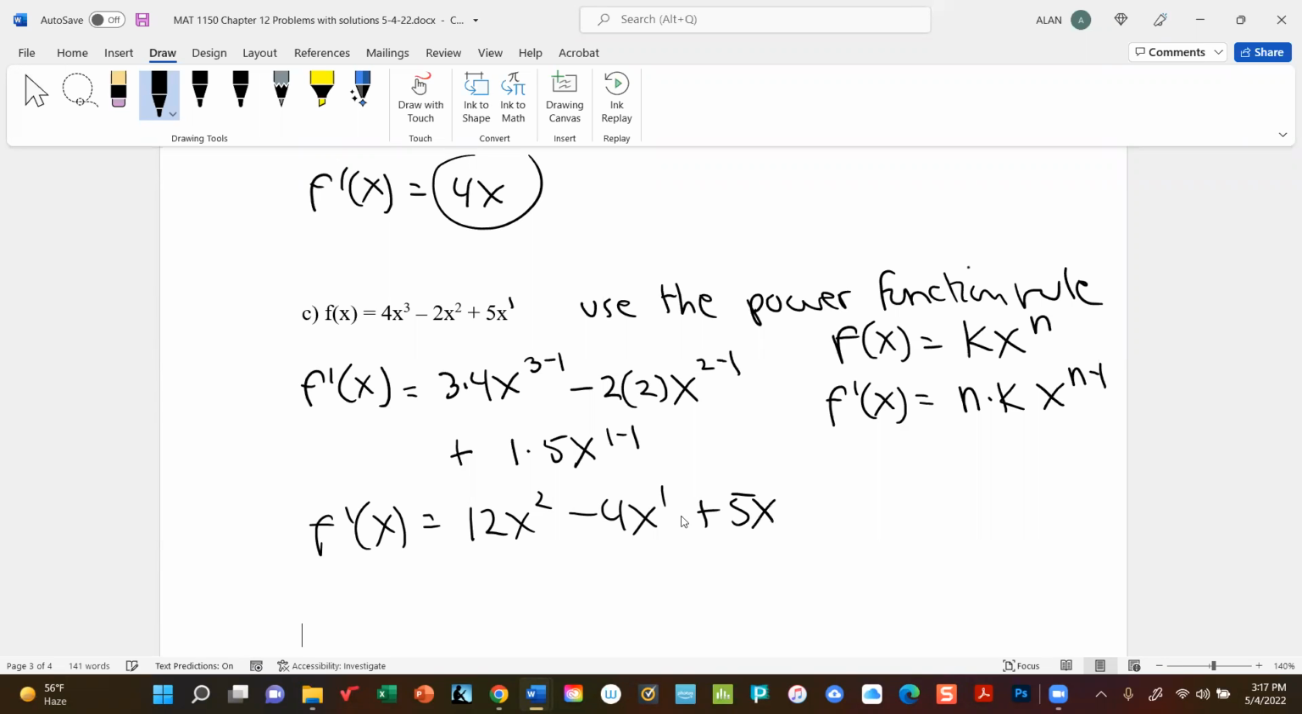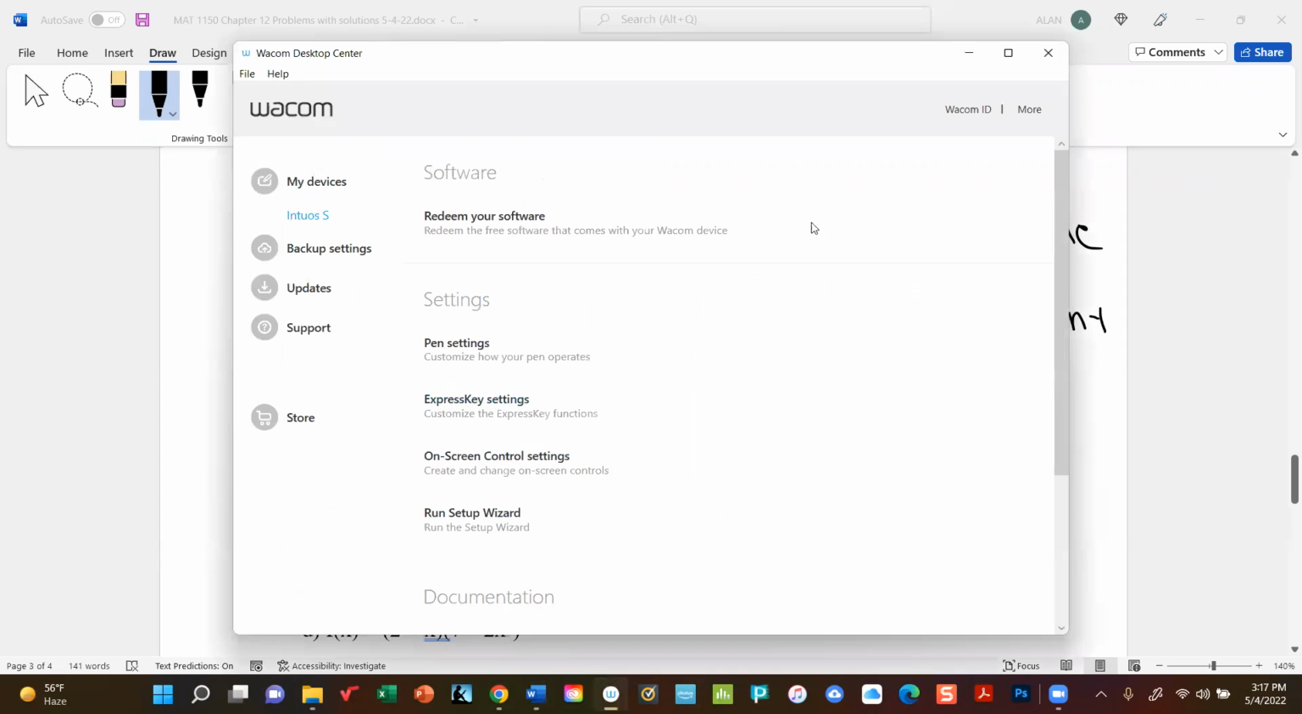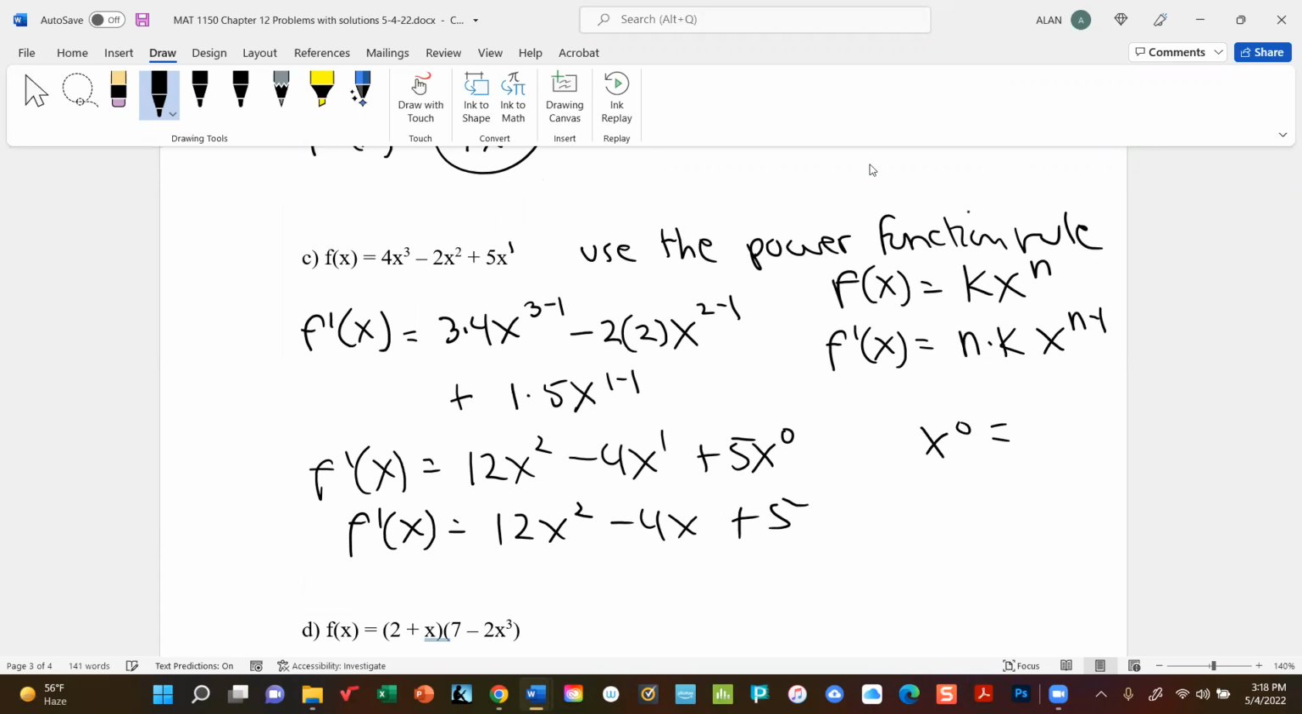Now, x to the 0 is 1. So when you simplify this, what you end up with is f prime of x, the first derivative, is 12x squared minus 4x plus 5. Okay, so x to the 0 is just 1. So this is our final result. And you can't actually simplify it any further, so you can just leave it like that.